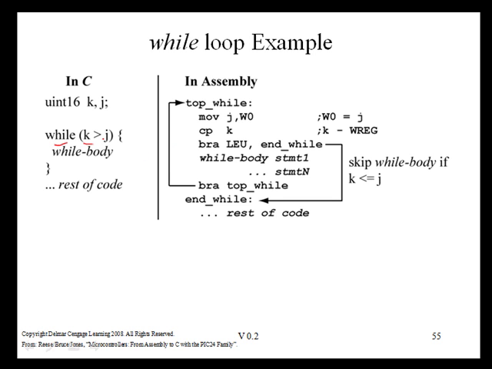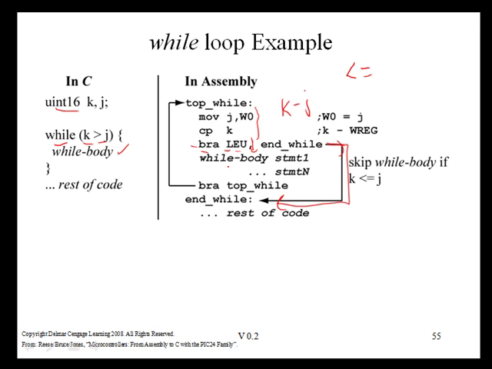Here we have while k is greater than j, execute the while body. All these are 16-bit unsigned variables. So here we'll test our condition by saying k minus j. This branch here needs to be the false condition. The false condition here is going to be less than or equal. So we need to branch less than or equal unsigned to go to the end of our while loop to skip the while body if this condition is false.